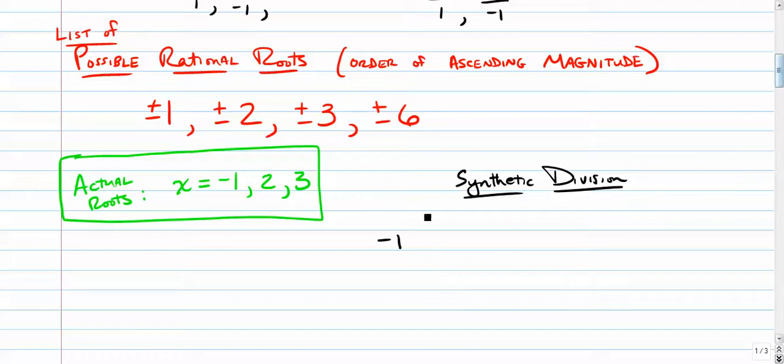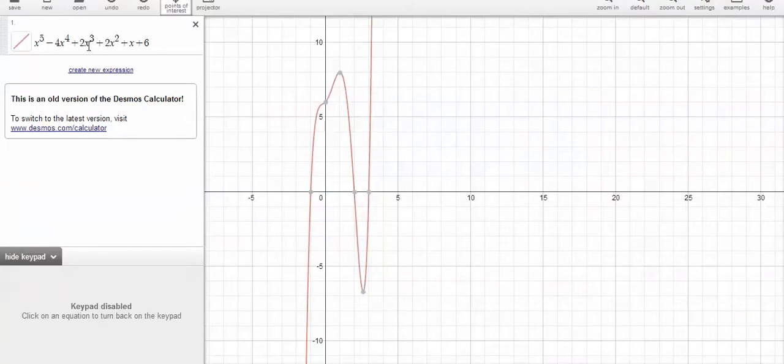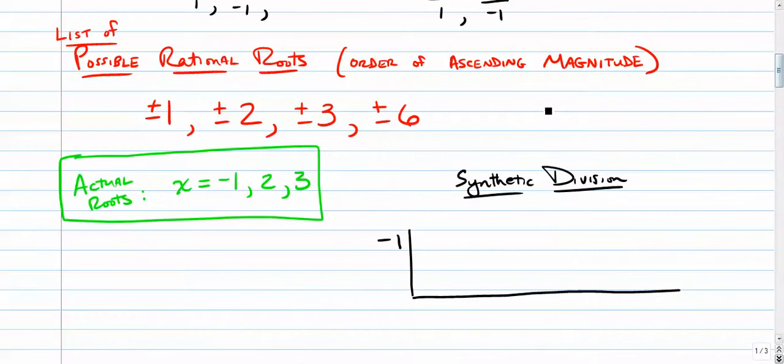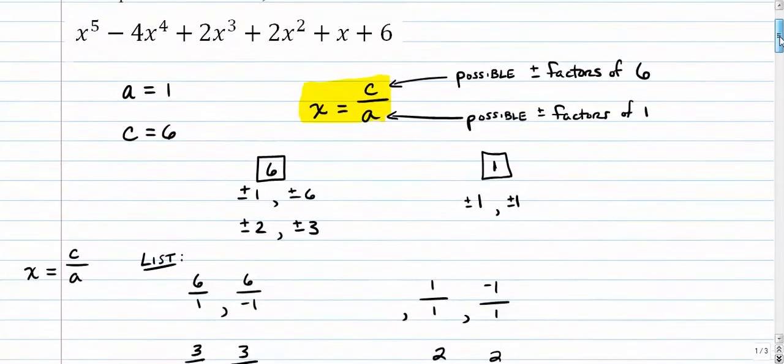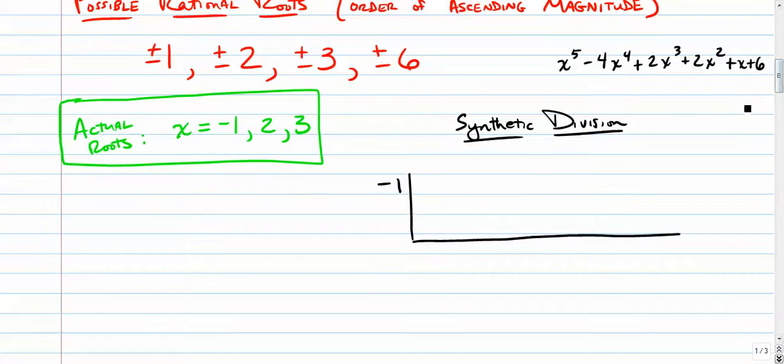And we'll synthetically divide the polynomial. The polynomial was x to the fifth minus 4x to the fourth, and so on. So I'll write that back down here. x to the fifth minus 4x to the fourth, plus 2x to the third plus 2x squared plus x plus 6. That's our polynomial, right? When we do synthetic division, you want to just take those coefficients. So the coefficients are 1, negative 4, 2, 2, 1, and 6.